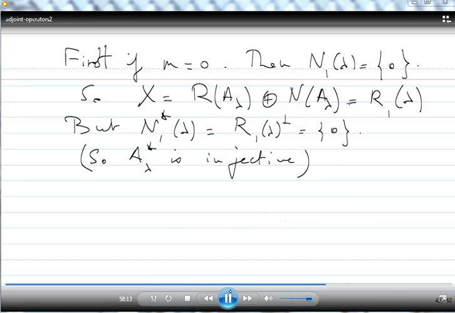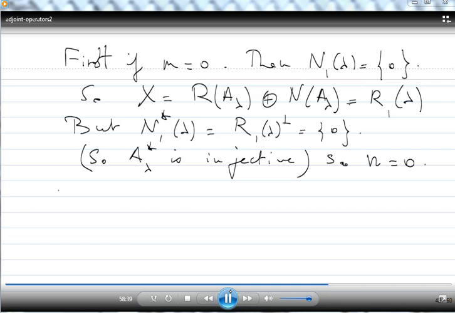And in particular, this implies that the dimension of N1 star is equal to 0, so n is equal to 0.